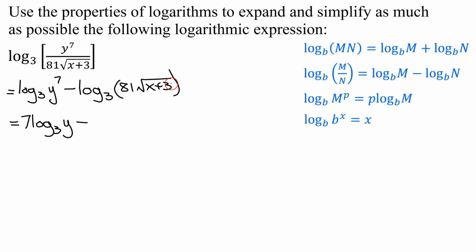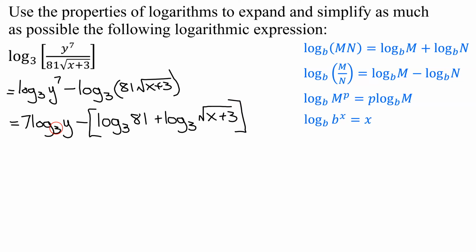I'm going to have to break up this product, so I need a grouping symbol. And since I'm already using parentheses, I'm going to have square brackets here. And now I have log to the base 3 of a product. So looking at our product rule, log to the base b of a product is just the sum of the individual logs. So I'm just going to have log to the base 3 of 81 plus log to the base 3 of the square root of x plus 3.